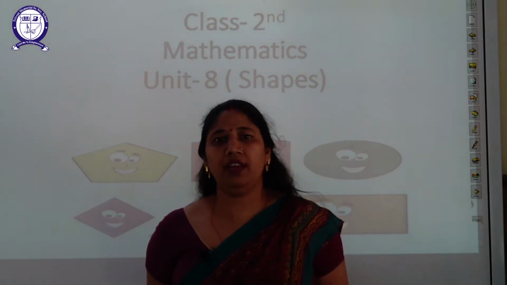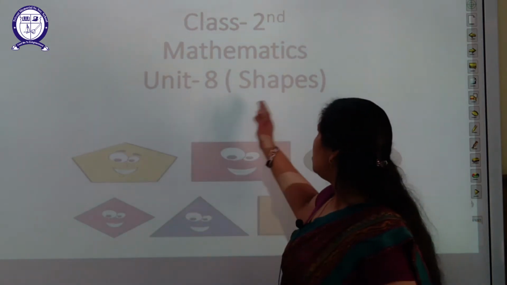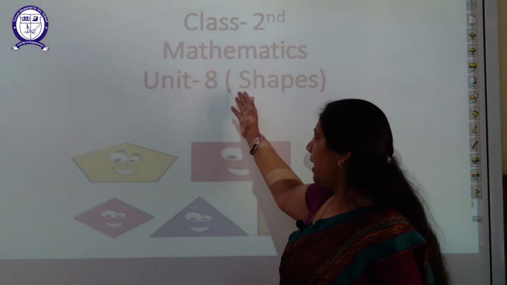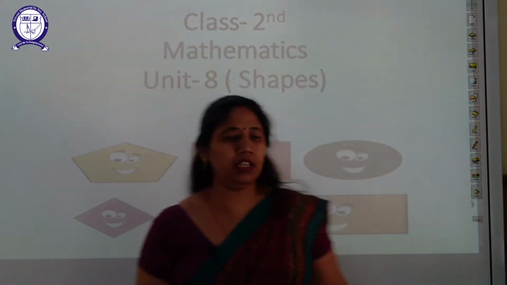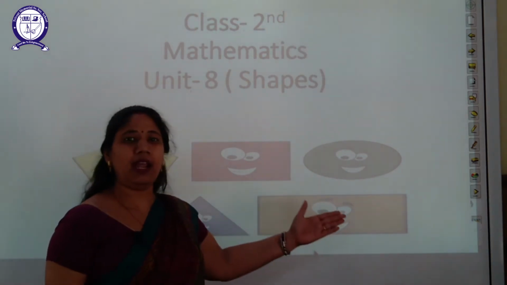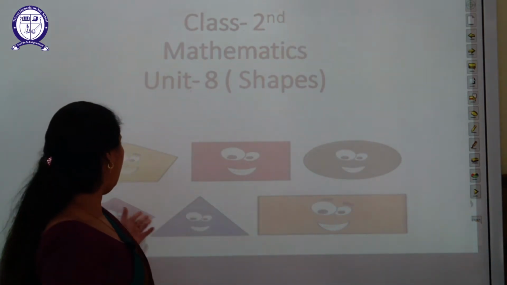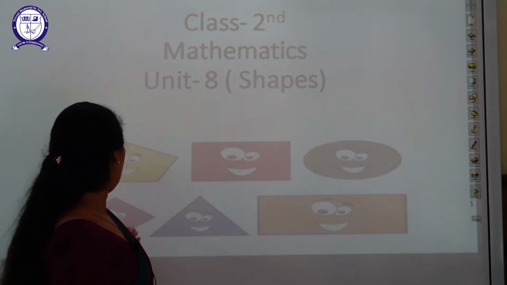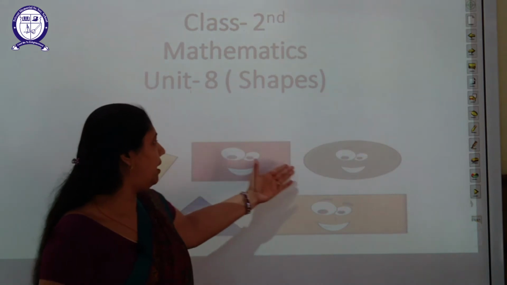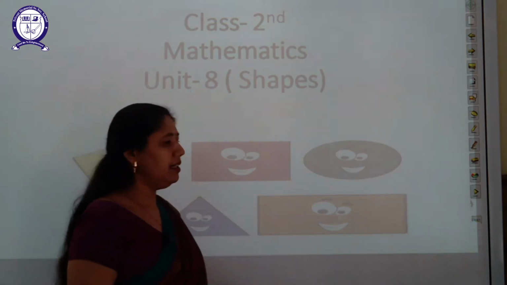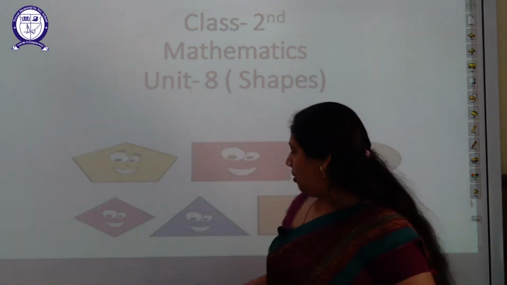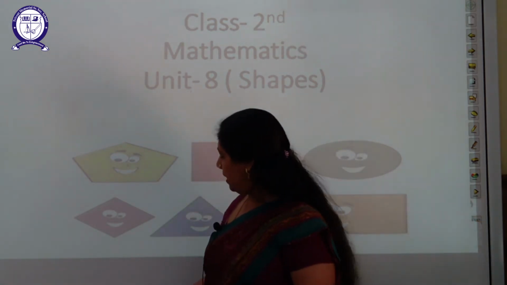Okay, today we will discuss shapes from your book, unit 8, beta. You will see so many shapes, and they are smiling at you. That is a pentagon, that is a rhombus, that is a triangle, rectangle, oval and rectangle. Okay, let's start the chapter, beta.